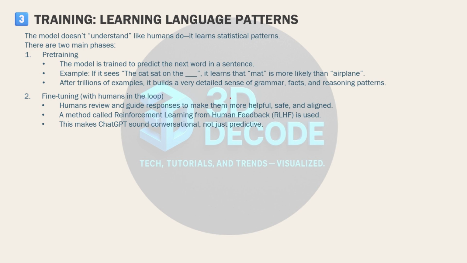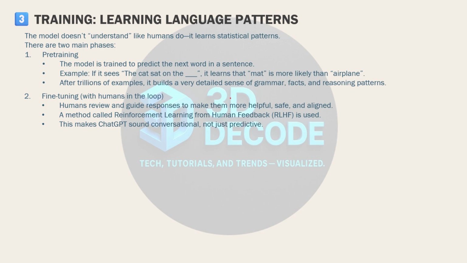Training, learning language patterns. Now let's talk about how ChatGPT learns. The model doesn't understand like humans, it learns statistical patterns. There are two main phases: pre-training. The model is trained to predict the next word in a sentence. Example, the cat sat on the... It learns that mat is more likely than airplane. After trillions of examples, it builds a very detailed sense of grammar, facts, and reasoning patterns.